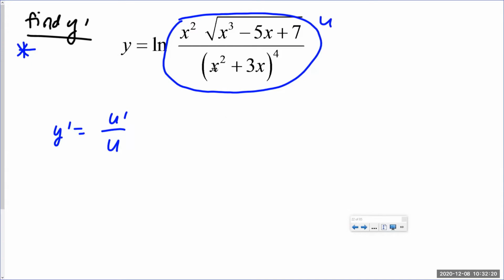But you can see that's going to be really hard. So let's use log properties. And you can only use log properties if you have a log, okay? So what does log properties say?